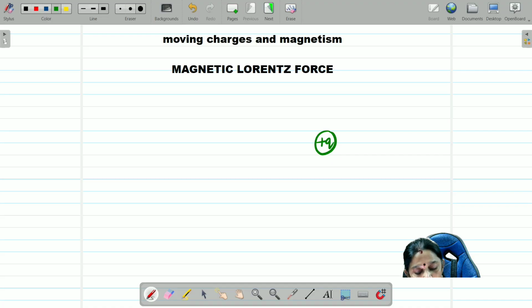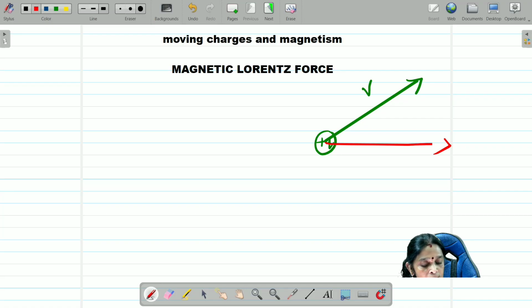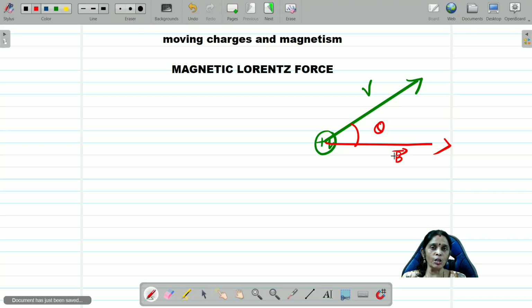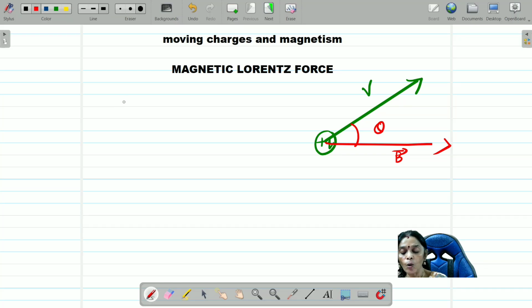Any charged particle, for example a plus q charge, is going to move with velocity v in the presence of a uniform magnetic field, which is acting at an angle theta with respect to the velocity. So the magnetic field is acting along the x-axis, but the charged particle is inclined at an angle theta to the uniform magnetic field. What happened according to Lorentz? It is going to experience a force. So according to Lorentz force, the charged particle will get deflected.